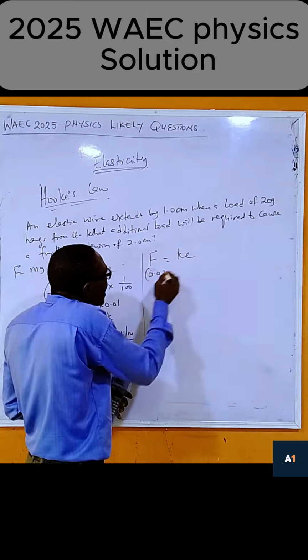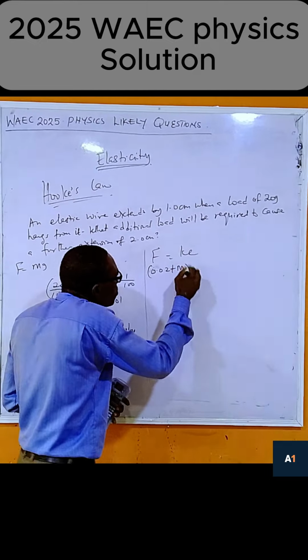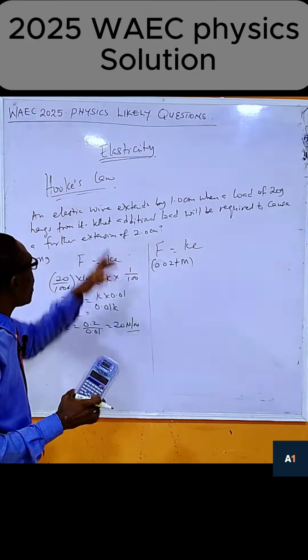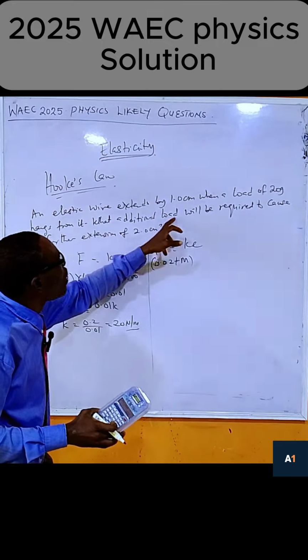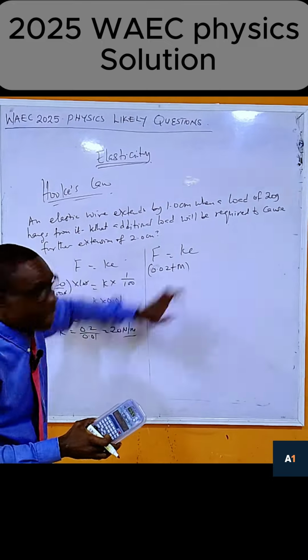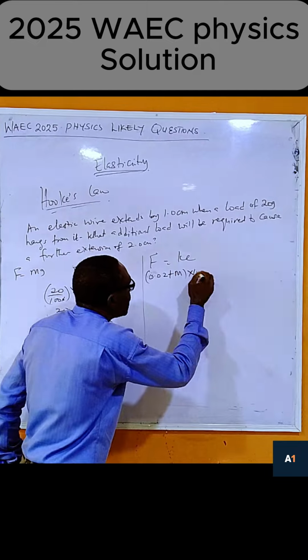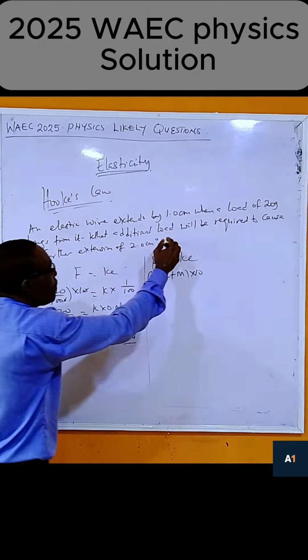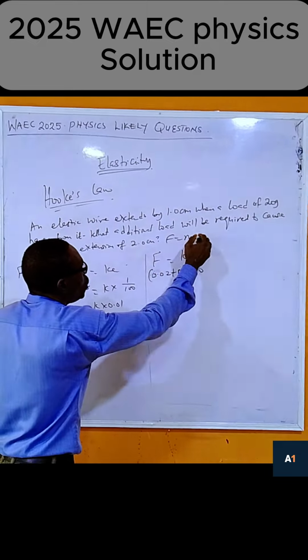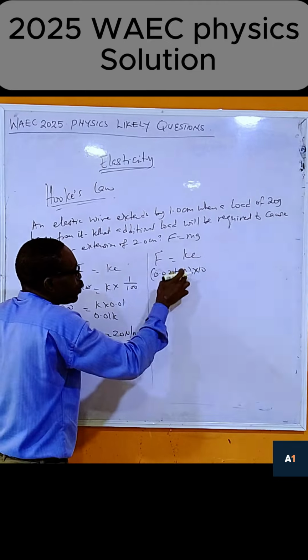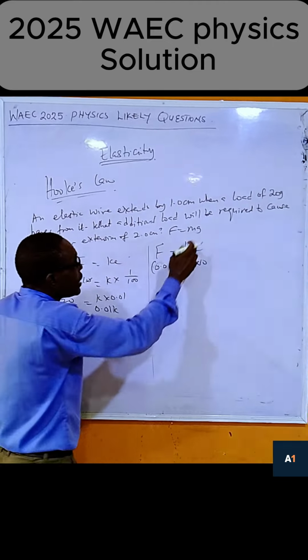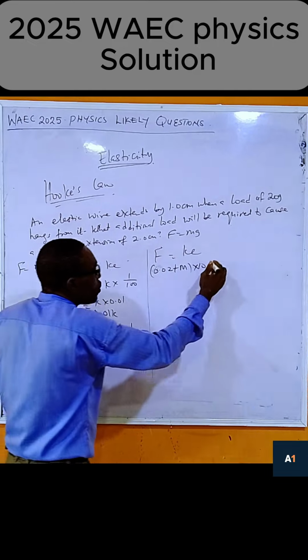So, open bracket, additional weight, let it be M. Call it M, because they say, what is the additional load? That load is mass. Now, times 10, since the force is equal to mg. So this additional mass is what you want to make the subject of the formula. g is equal to 10. So now equate it.